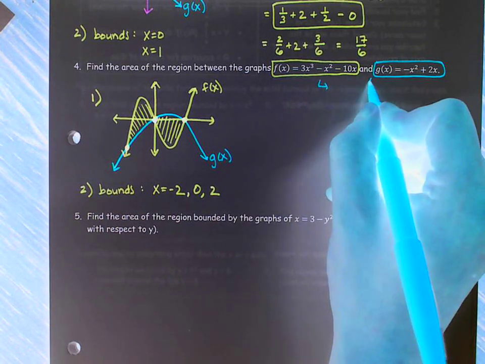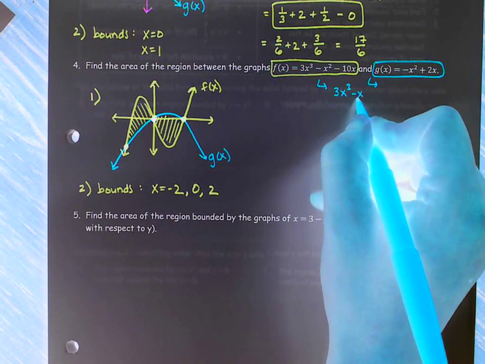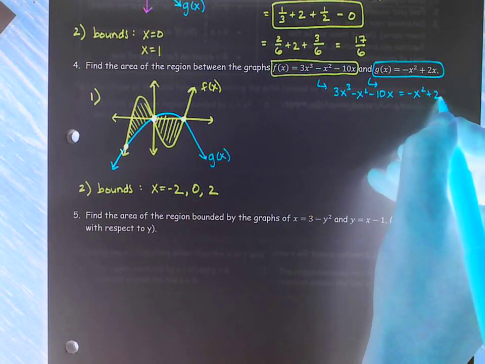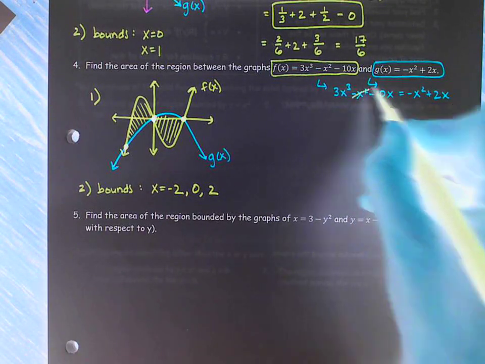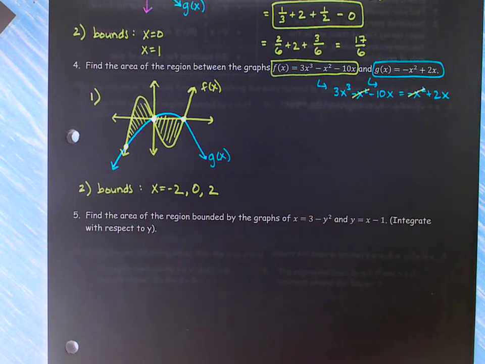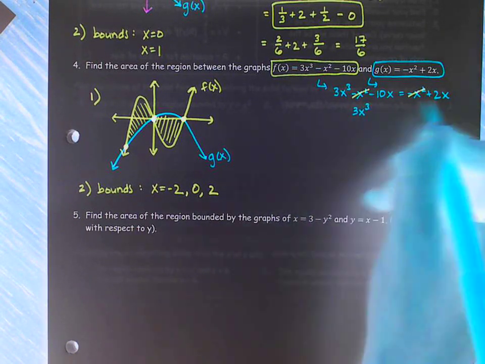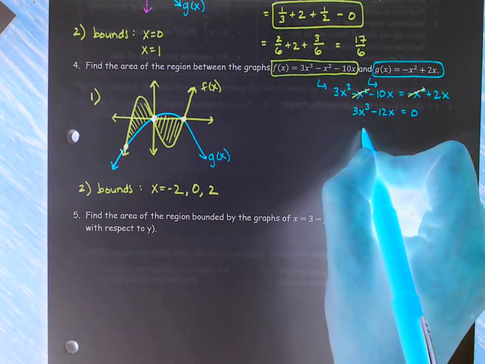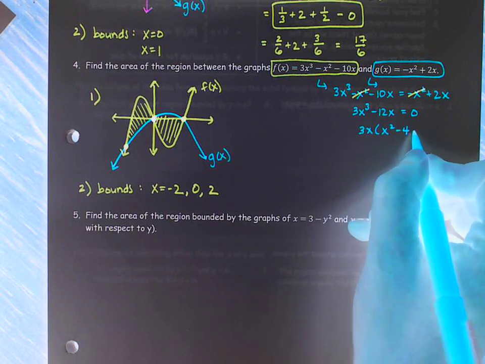Now, if we actually had to solve these, I'm going to just do a little side thing here real fast. We could have that 3x cubed minus x squared minus 10x equals negative x squared plus 2x. And if I had to solve this, you'll notice conveniently that I have a minus x squared on both sides. Then I can consolidate on one side. I have a 3x cubed minus 12x equals 0. And if I factor out that 3 and an x, I'm left with this statement here.